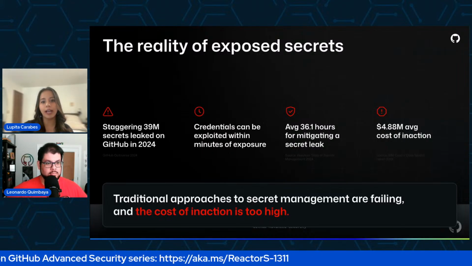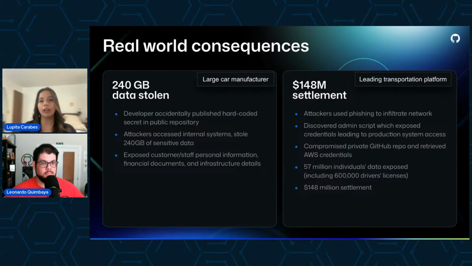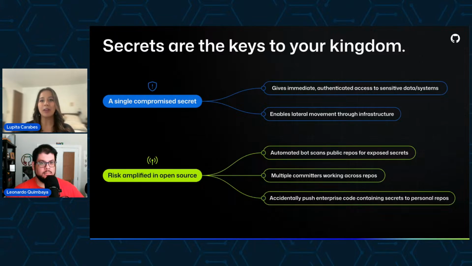But let's start with the reality of exposed secrets. We know that the fastest way to breach an application is through passwords. And the cost of not doing anything to protect yourself from that type of attack is extremely high. Thinking about real world scenarios, here are some examples of a large car manufacturer and a leading transportation platform, and what that looks like. Secrets are the keys to the kingdom. A single compromised secret gives immediate authenticated access to sensitive data and to systems. It enables lateral movement through infrastructure.